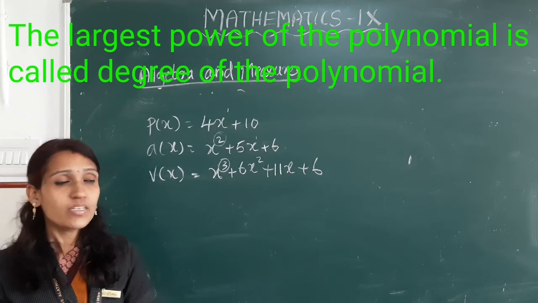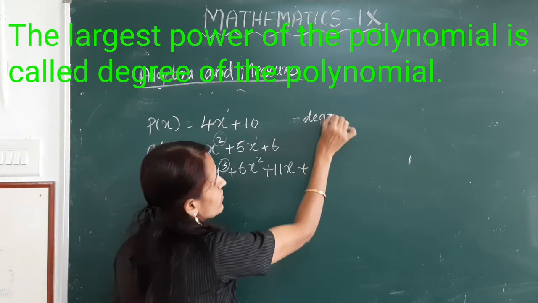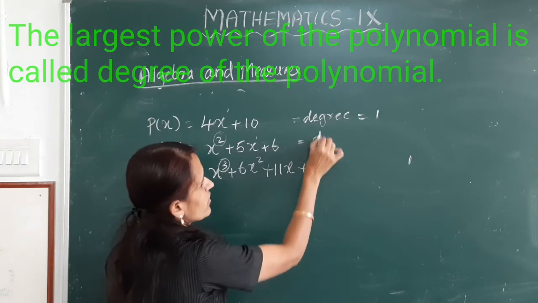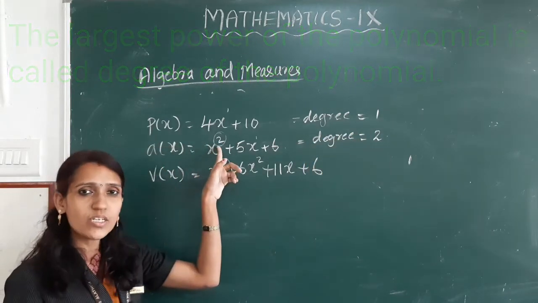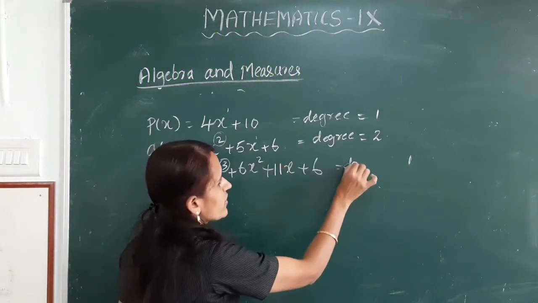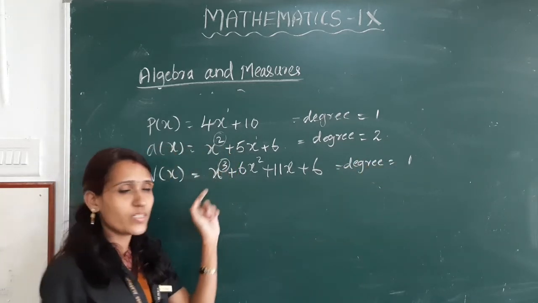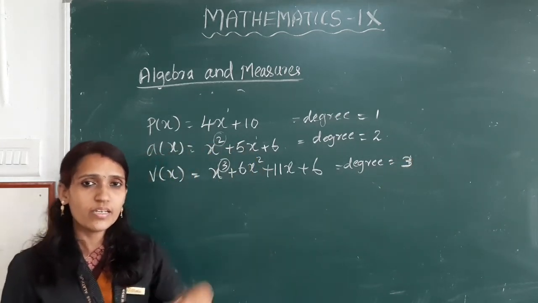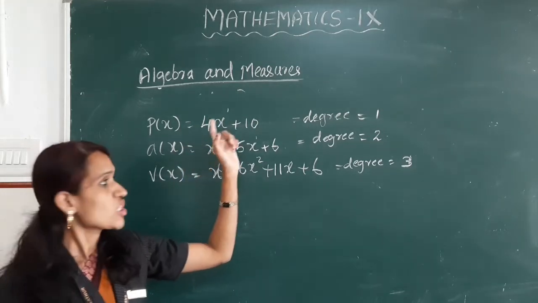Clear? First equation, its degree is equal to 1. Second equation, degree is equal to 2. Its highest power is 2. So, its degree is 2. Third equation, its degree is equal to, highest power is 3. So, its degree is 3. Okay, clear? First equation, its degree is 1.